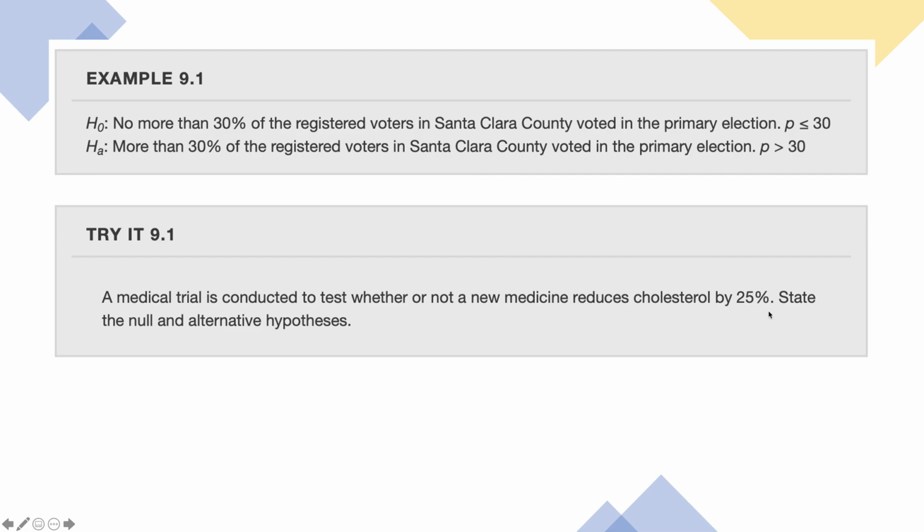So the next one would be a medical trial is conducted to test whether or not a new medicine reduces cholesterol by 25%. State the null and alternative hypotheses. Think about that for a minute. What could a null hypothesis be, and what could an alternative be? Let's do stop and start before I fill in the answers.